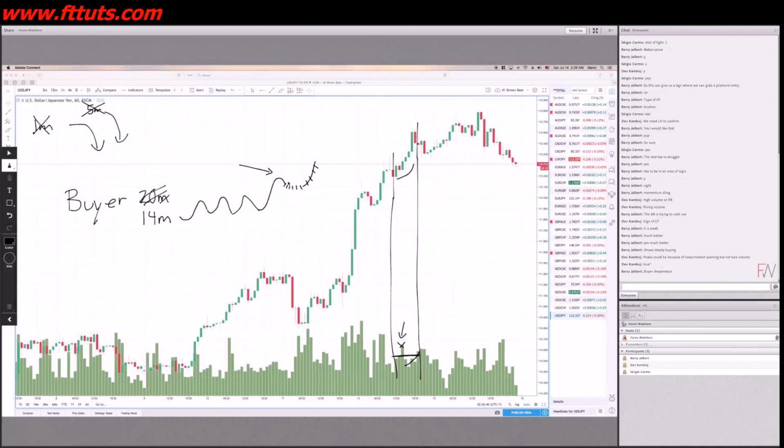Now on the pullbacks, the reverse is supposed to happen. So let's take a look at this pullback. It starts from somewhere around here and goes down till somewhere here, all the way down. Can you tell me the design of this volume here? Is it rising or declining?